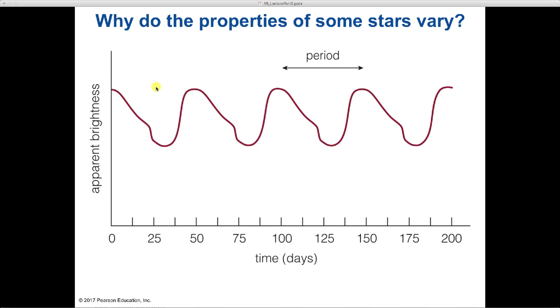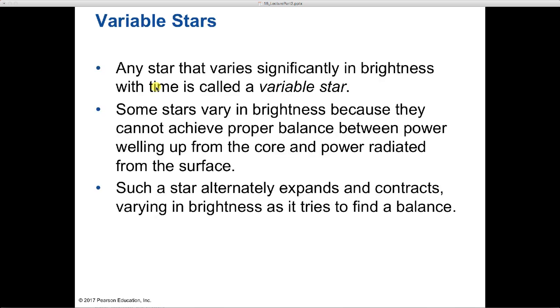And sometimes they change brightness in a very periodic, very regular way. So these are called variable stars. Any star that changes significantly in brightness, or slightly, it depends. There are some that change a lot, some that change slightly. But any star that changes on a regular basis is called a variable star.